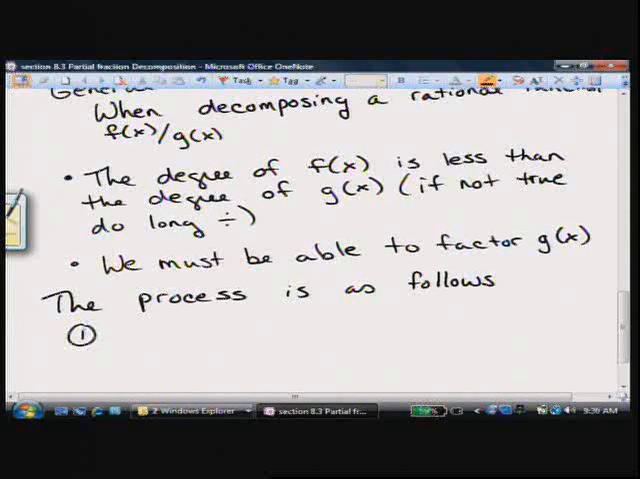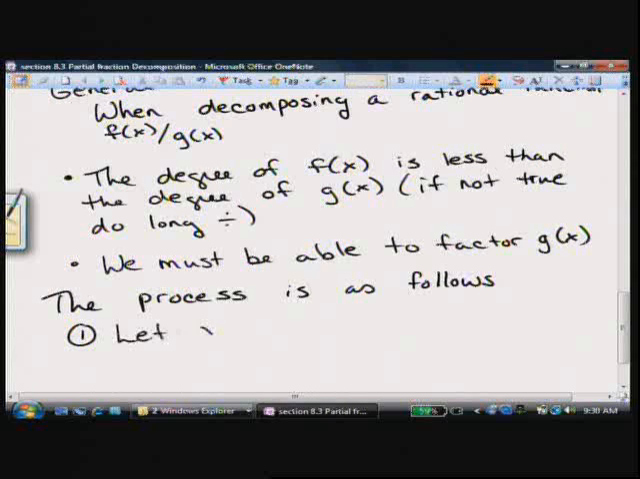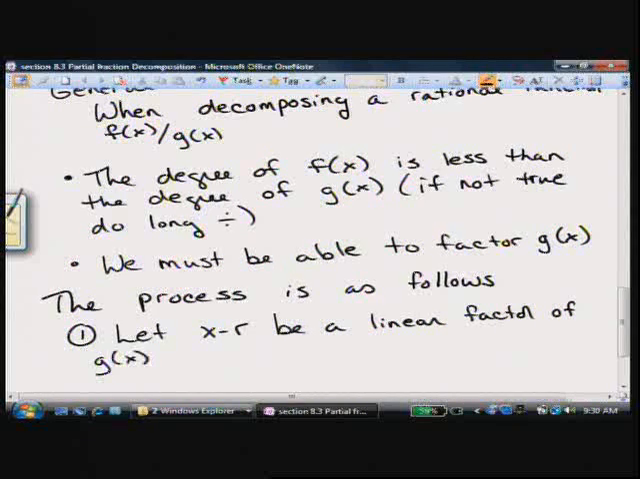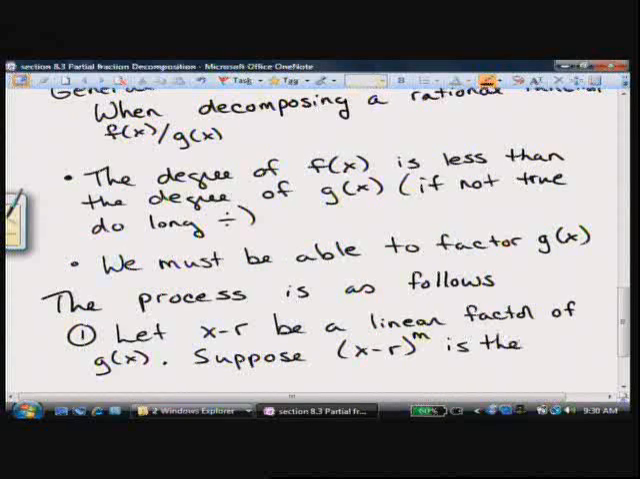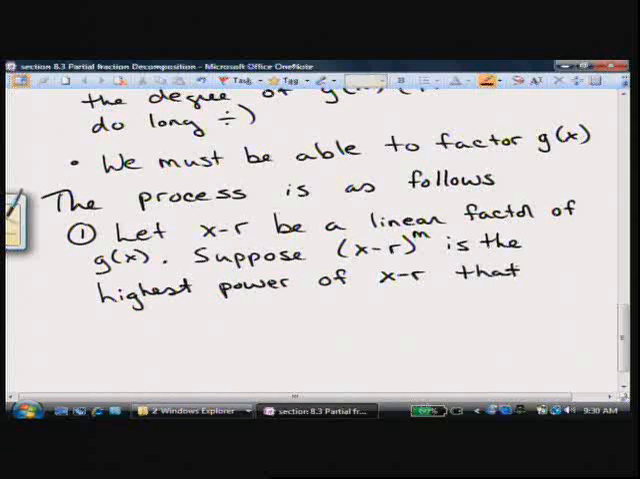I think I can take this. I guess I'll just write it. It says, let x minus r be a linear factor of g of x, and suppose x minus r to the m is the highest power of x minus r that divides g of x. So it could be that it's x minus 5 squared. It doesn't just have to be x minus 5. You want to think of the highest power.